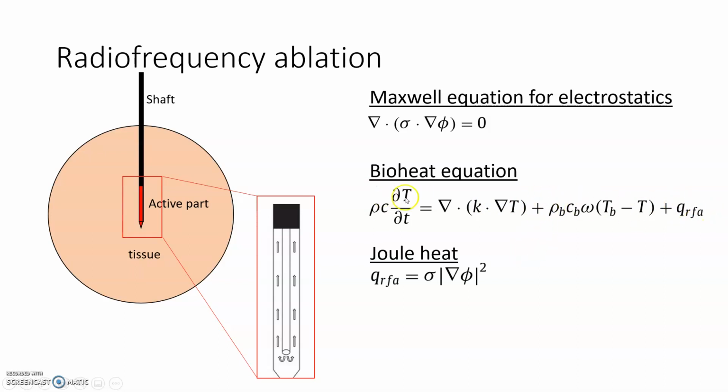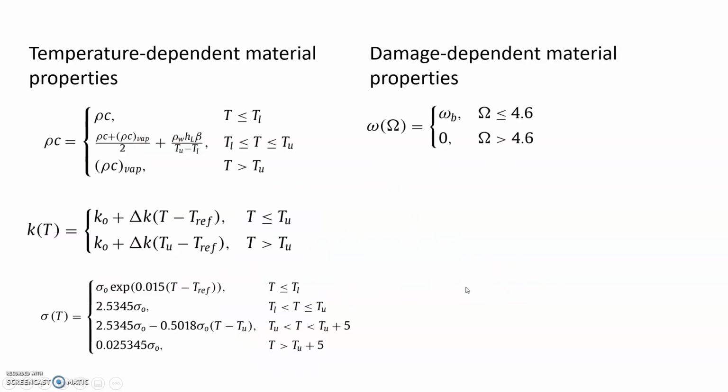And you can see in this bioheat equation, we have a volumetric heat source known as QRFA. So QRFA here is the volumetric Joule heat that is produced when you have resistive heating in your tissue. And this Joule heat can be estimated provided that you know the electric potential gradient across the tissue domain. So the volumetric Joule heat is actually given by this expression that you see over here.